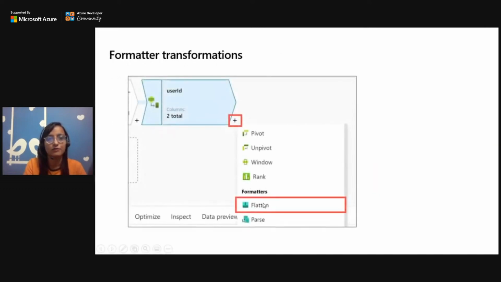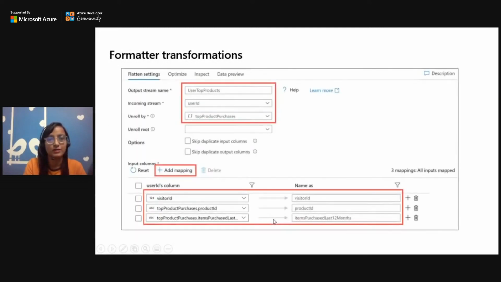Now here these are some formatter transformations. Like you want to go with the flatten, you want to do parse. So same thing over here. You can define, like, this is a flatten transformation where we are going to define this is my visitor ID and this is the product, and everything is going to be mapped with the respective column.